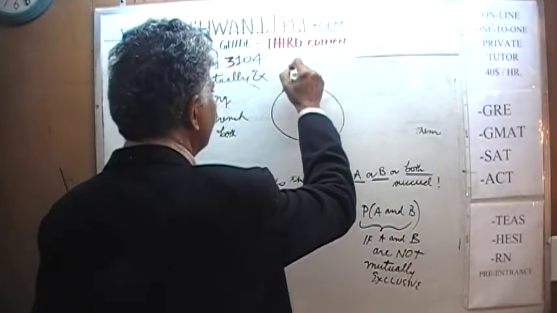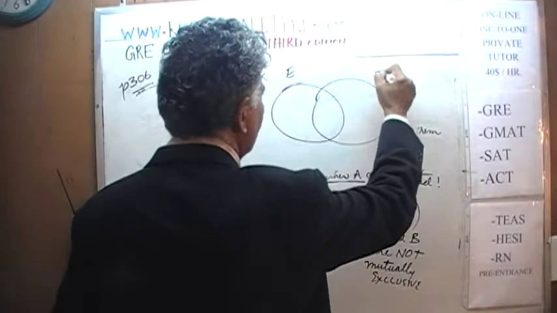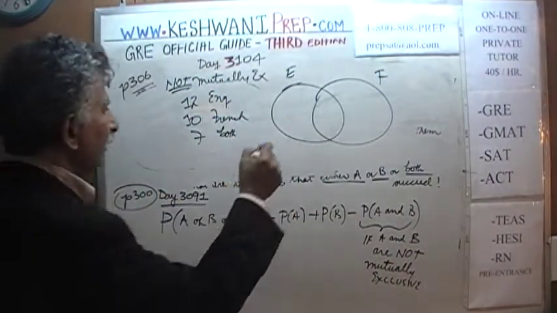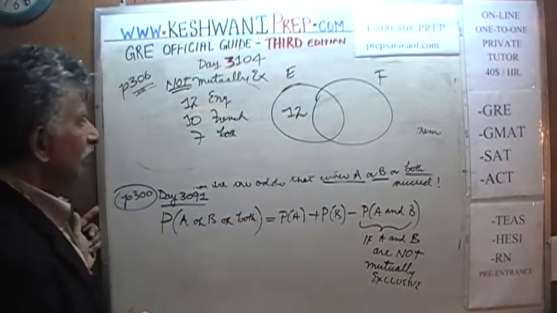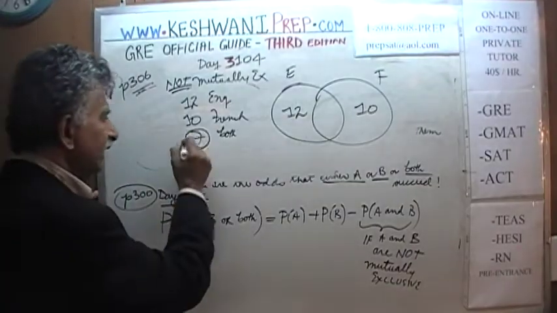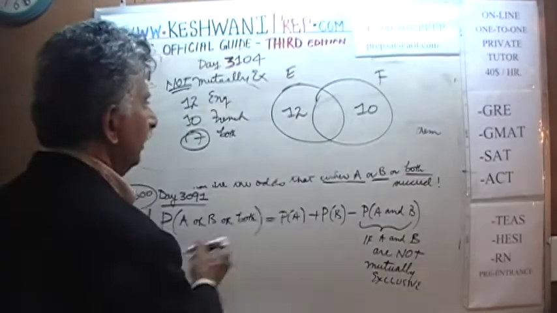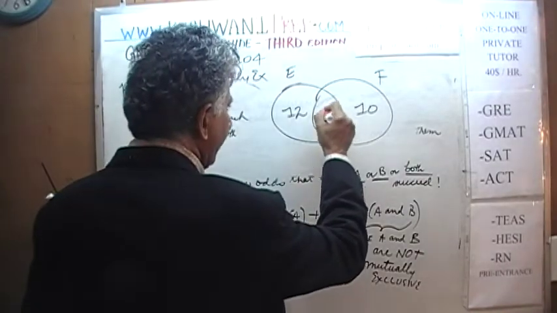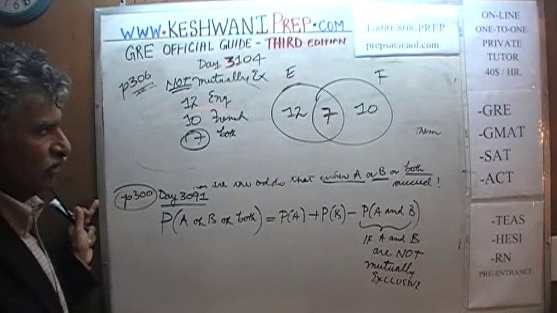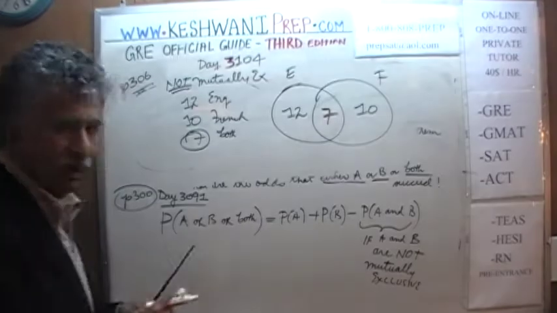This is the English, and we're going to call this event E. This is the French, we're going to call it event F. We are told that 12 are taking English, 10 are taking French, and that 7 are taking both. If 7 are taking both, then they possess both qualities. They're taking French and English. As soon as you put a 7 there, those 7 students are counted here.